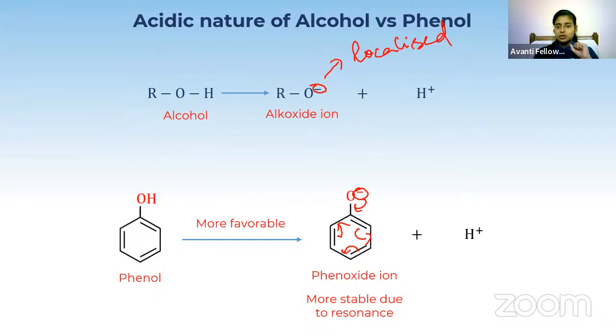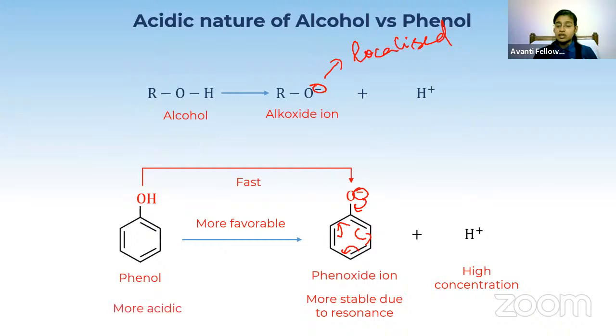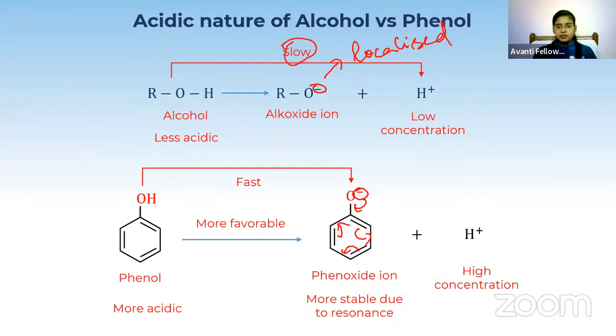So the phenol getting converted to phenoxide ion reaction will be faster since the H plus concentration is very high in that case. And the phenol will become more acidic. But in case of alcohol, this reaction is very slow due to the formation of a smaller amount of H plus. Got it? So the reason is the negative charge is localized on oxygen. Here, the negative charge is delocalized on oxygen and on the carbons in the ring.